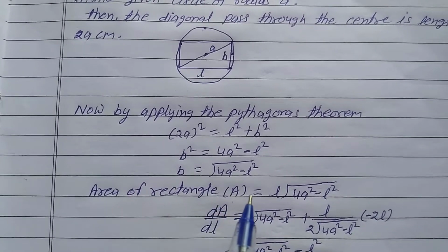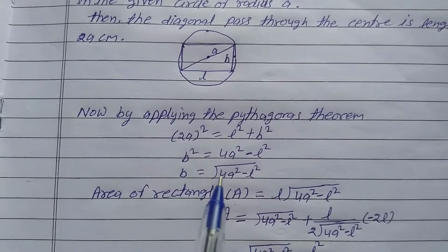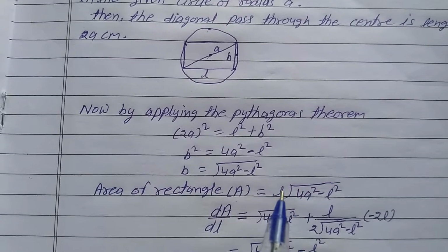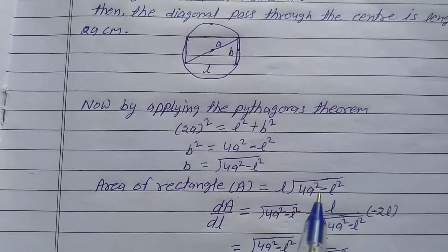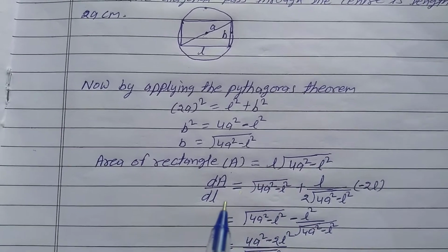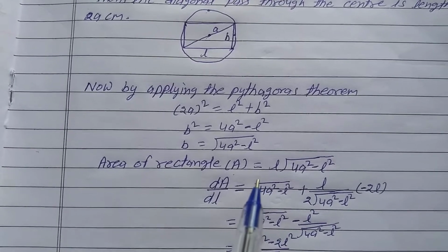Area of the rectangle A is equal to length into width. So length L into width B, which is root of 4A square minus L square. So area is L into root of 4A square minus L square. Differentiate with respect to L. So here the differentiation of U into V formula is used.